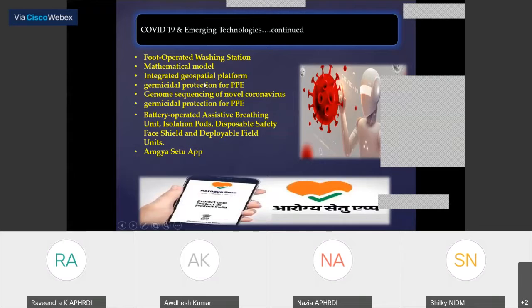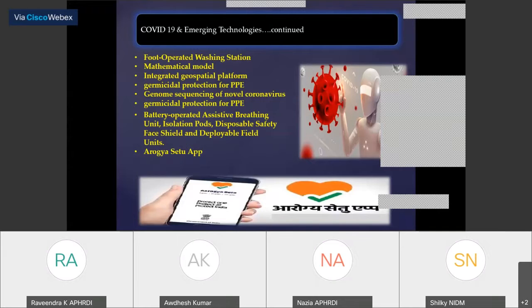The foot-operated washing station, mathematical models, and the integrated geospatial platform. When you search on Google for where the COVID-19 outbreak is, a world map is shown with a lot of red dotted symbols. This is a geo-referenced, integrated geospatial platform that provides you approximately real-time information on the COVID-19 outbreak.